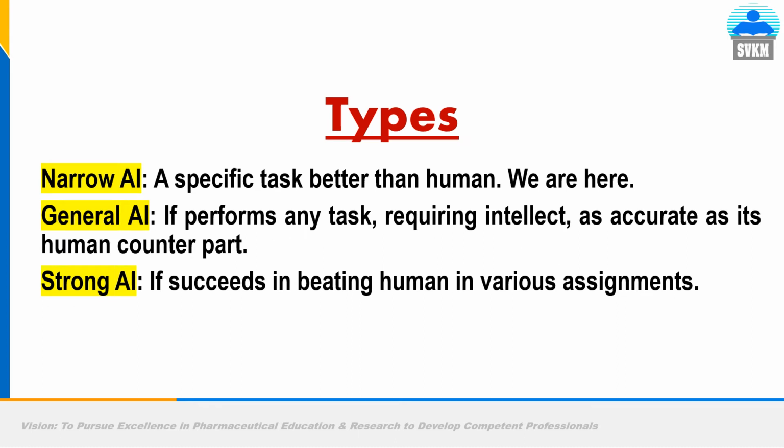There are three types of AI: narrow AI, general AI, and strong AI. Narrow AI means it will do a specific type of task only, better than a human. General AI means it performs any task requiring intellect as accurately as its human counterpart. Strong AI means it will be better than humans in all tasks, which is not possible, at least at present.